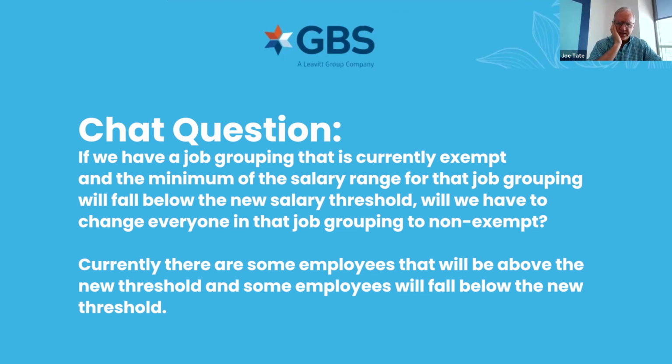Currently, there are some employees that will be above the new threshold and some that will fall below. Yeah, that's tricky, especially if they're in multiple states. So you could navigate that by creating two independent job groupings, one for hourly and one for salary, is kind of the logical way I see around that.